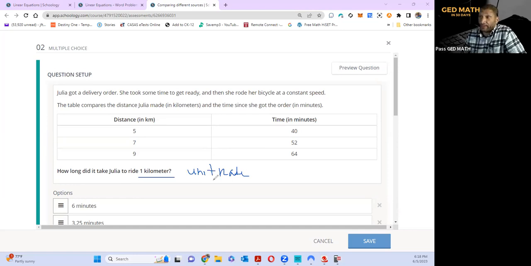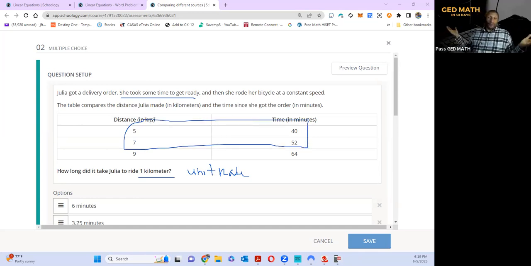It's telling you unit rate, right? But what you notice is, in this case, 1 kilometer is also considered the slope. So you can't just do 40 divided by 5 is 8, because it said she took time to get ready. That's how you know you have a y-intercept or a constant. So again, you take your calculator, plug them right in, get the slope, and you're done.